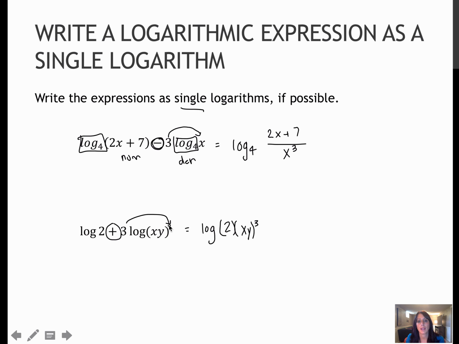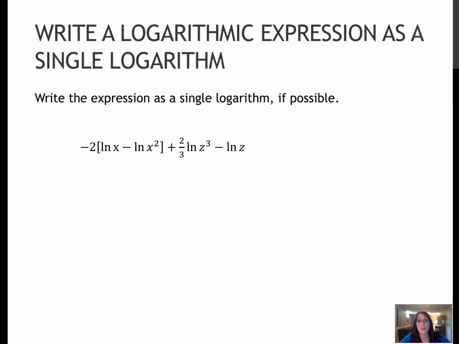Again, the 3 became the exponent, and I don't like the way that looks, so I'm actually going to simplify it further. This cubed tells me that I have a log of 2 and then x to the third y to the third. So it's the log of all of that. The 2 came from here. We knew it was a product because it was plus. The 3 became the exponent that we distributed to both the x and the y because they were being multiplied. And then I wrote it as one single logarithm.